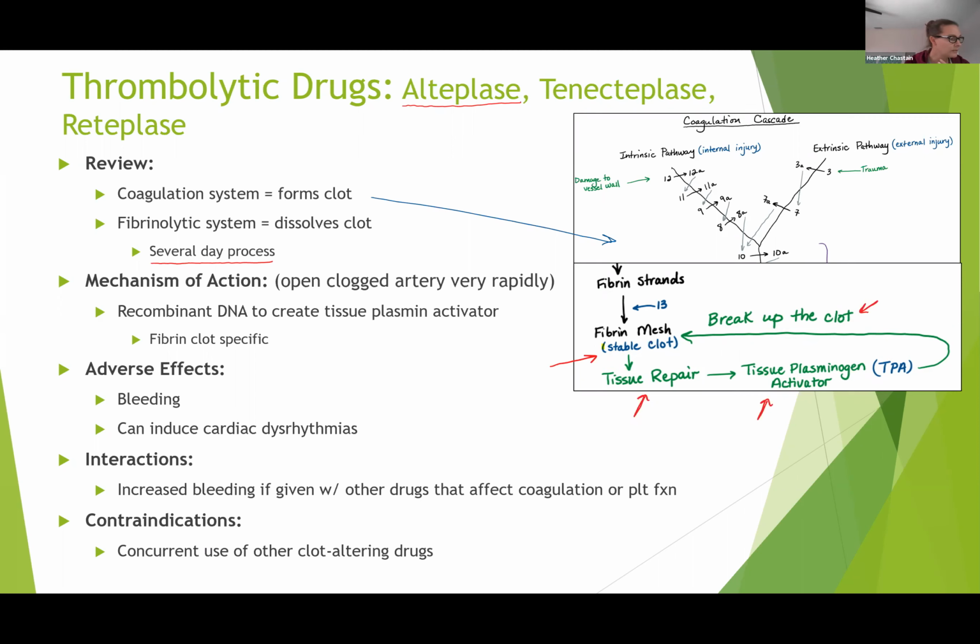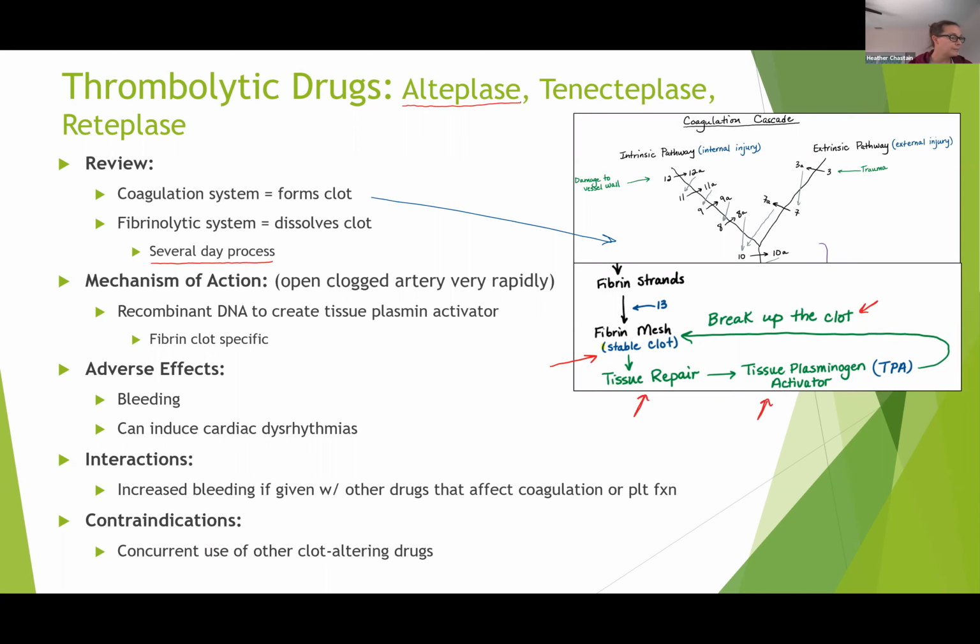So with this drug, it is actually recombinant DNA created tissue plasmin activator. So we've created more tissue plasmin activator using recombinant DNA technology, okay? Because we use recombinant DNA technology, it is super expensive. So we make this and we give it to the patient, okay? So we're giving them a boost of tissue plasmin activator. It's fibrin clot specific because it only breaks up fibrin. That's its only job, okay? And it can break it up super quick, okay?